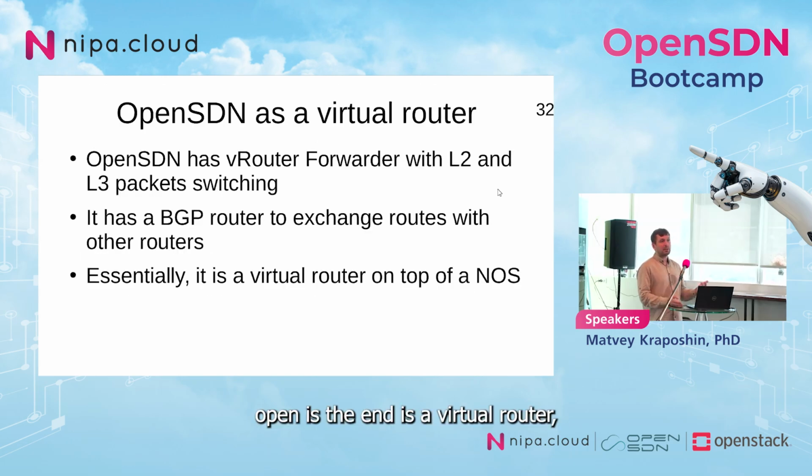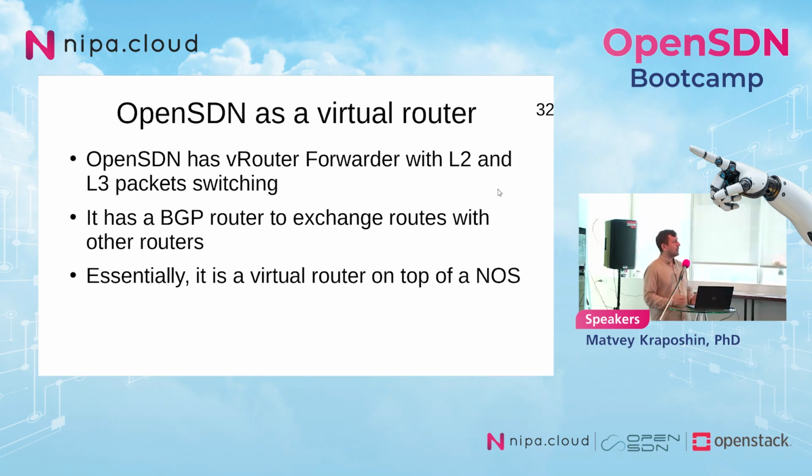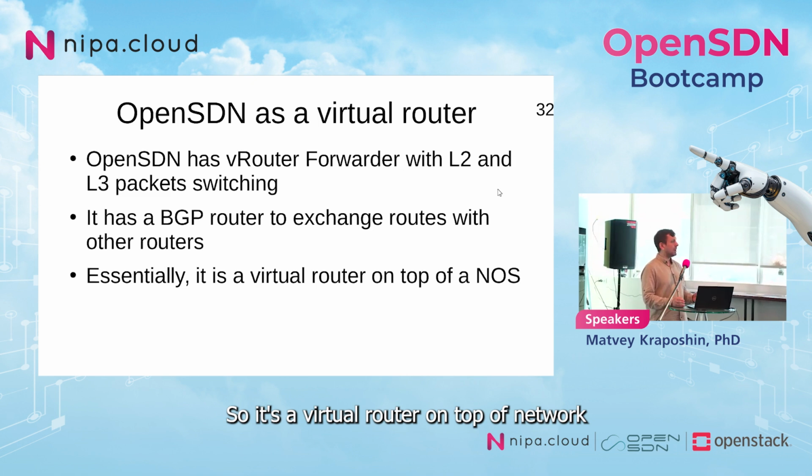And finally, OpenSDN is a virtual router because it allows us to manage L2 and L3 routes. It can pair with BGP peers, with other BGP routers, and it can forward packets. So it's a virtual router on top of a network operating system.